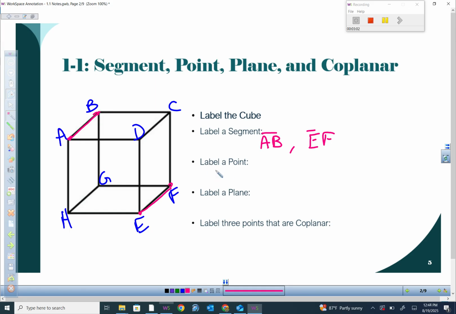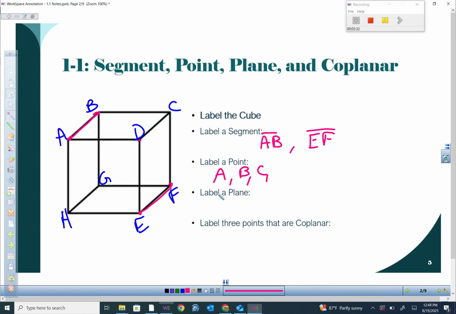A point, I kind of already said it, right? It's an uppercase letter, and A would be 1, B would be 1, C would be 1. It's where they all meet up at a point, okay? D, E, F, G, they would all be 1 separately, not just together, okay? Label a plane. A plane is 2-dimensional.